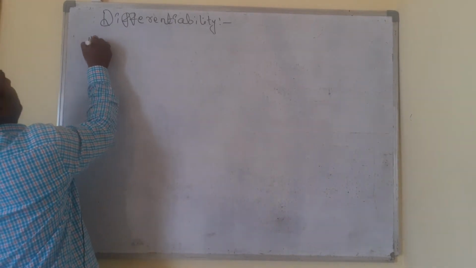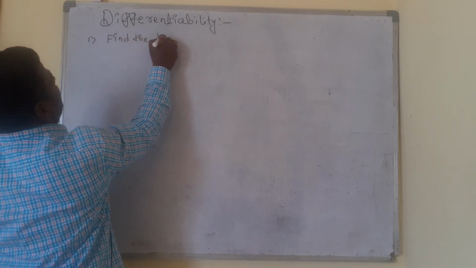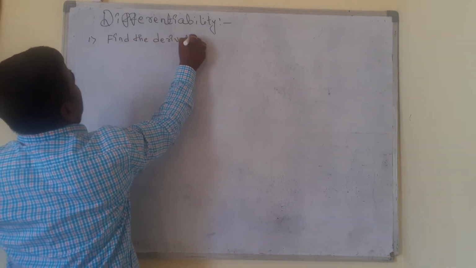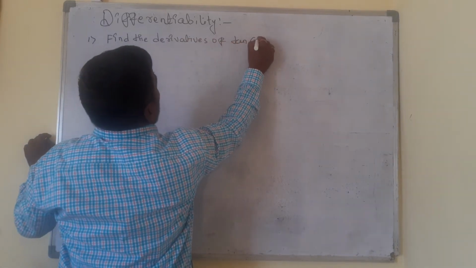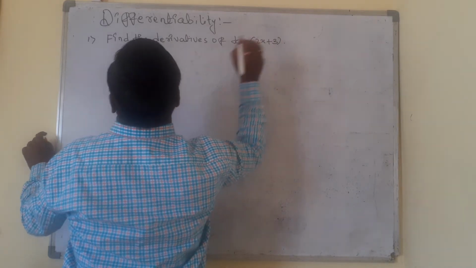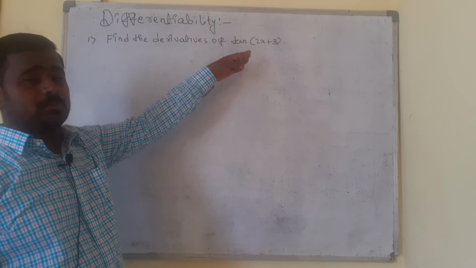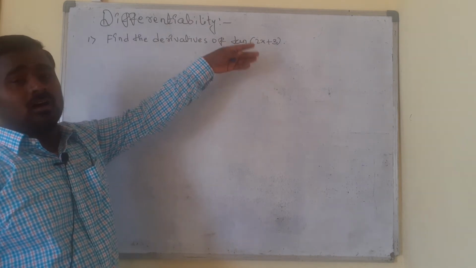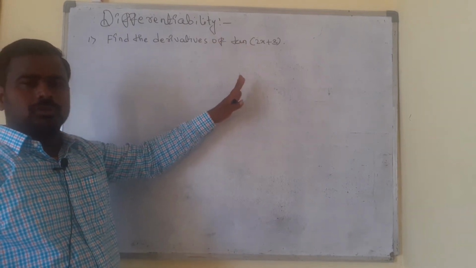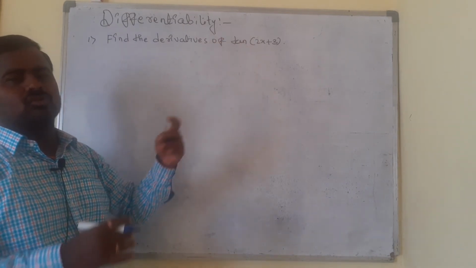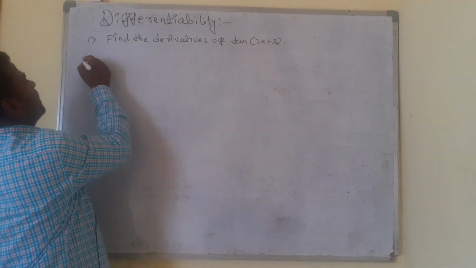So question: find the derivative of tan of 2x plus 3. Many times they ask the question tan 2x plus 3. Sometimes they ask sec 3 theta plus something. First I will go to simple problems, then next I will go to different types of problems. Very easy formula, so keep that in mind.